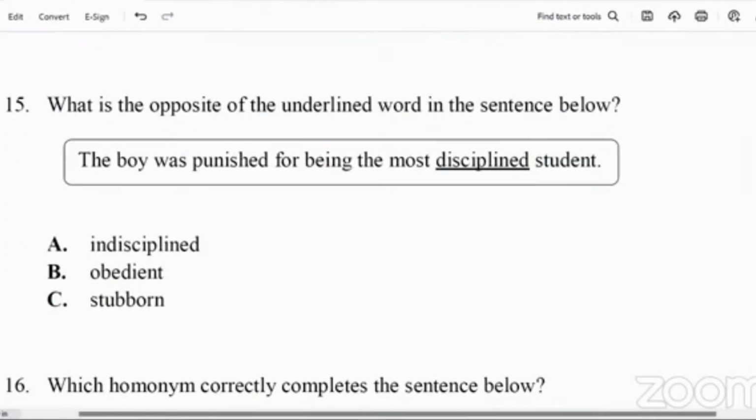Question 15. What is the opposite of the underlined word in the sentence below? The boy was punished for being the most disciplined student. All right, what's the opposite of disciplined? When you place the prefix in front of it, it makes it the opposite. So option is A, indisciplined. Okay? And again, guys, you have to read the questions carefully. If you don't read carefully, you might end up selecting an answer that you shouldn't.